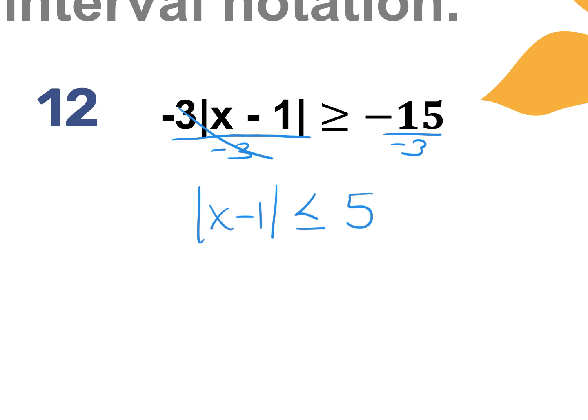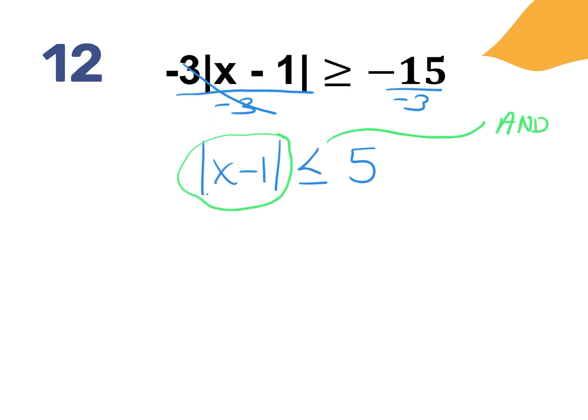5. Now that your absolute value is isolated, can we figure out what kind of a statement we're going to have here? Look, we're isolated. So is this going to be an and or an or? It says x minus 1 is less than. This is an and. You cannot determine what it's going to be until you have your absolute value isolated. Got to have it isolated.